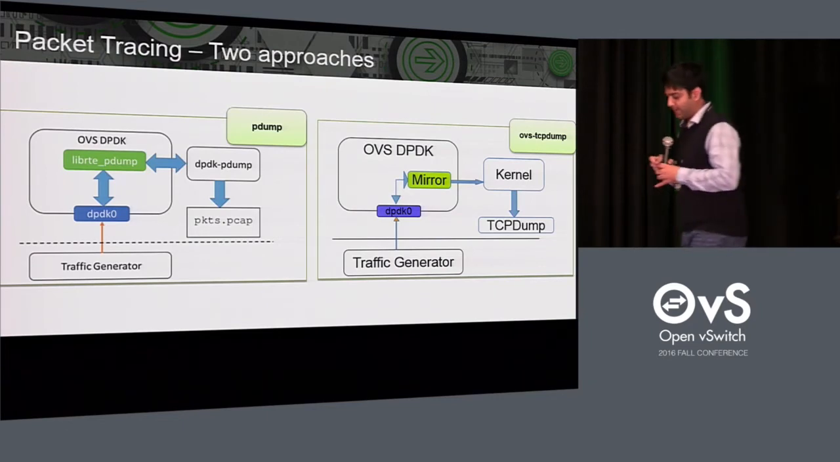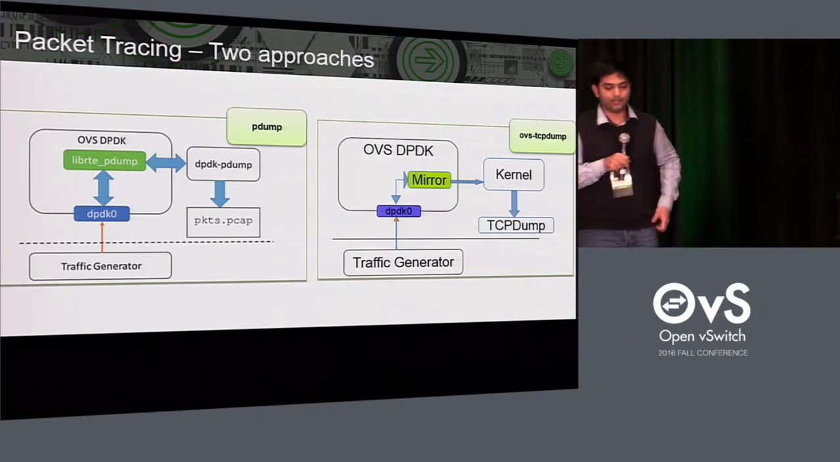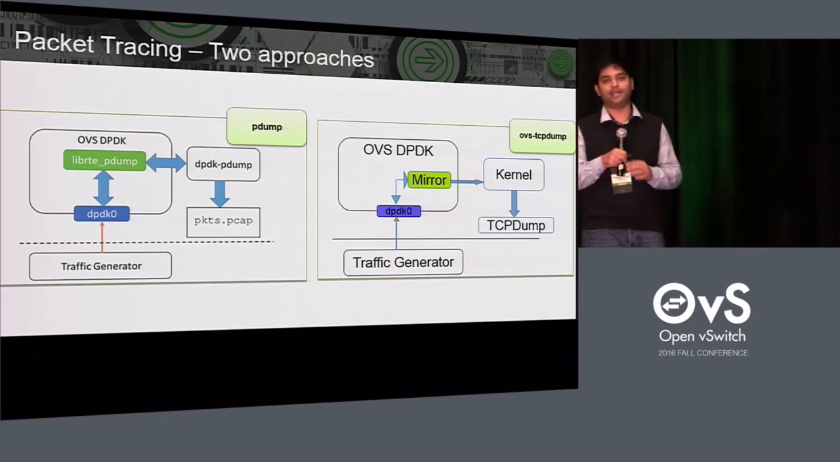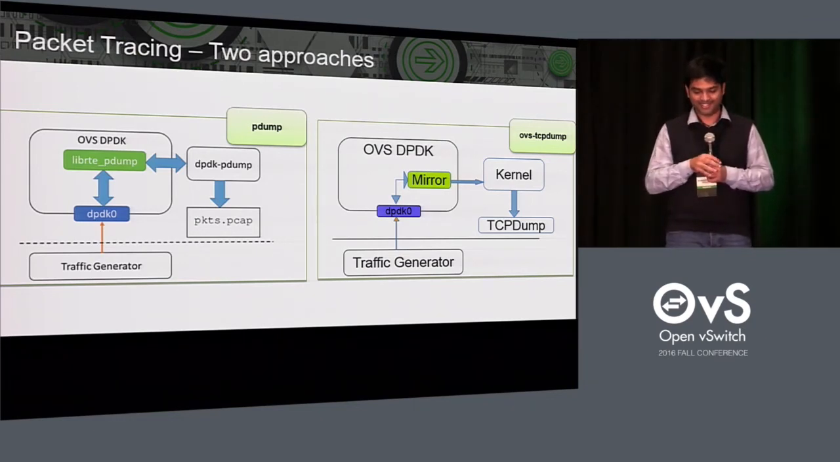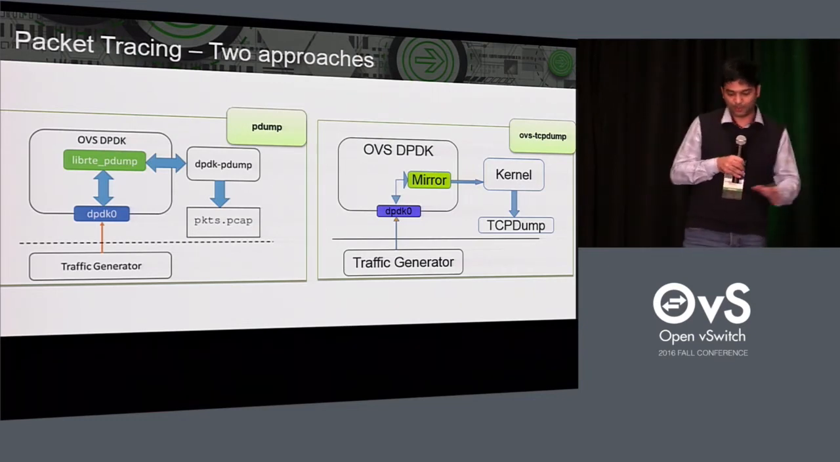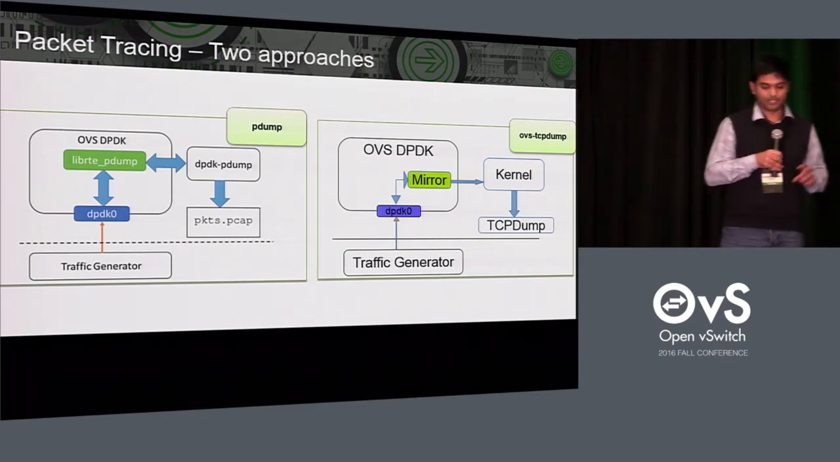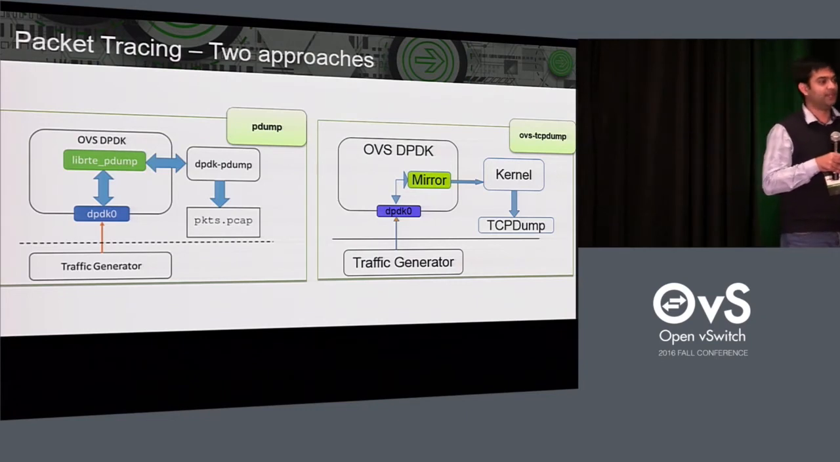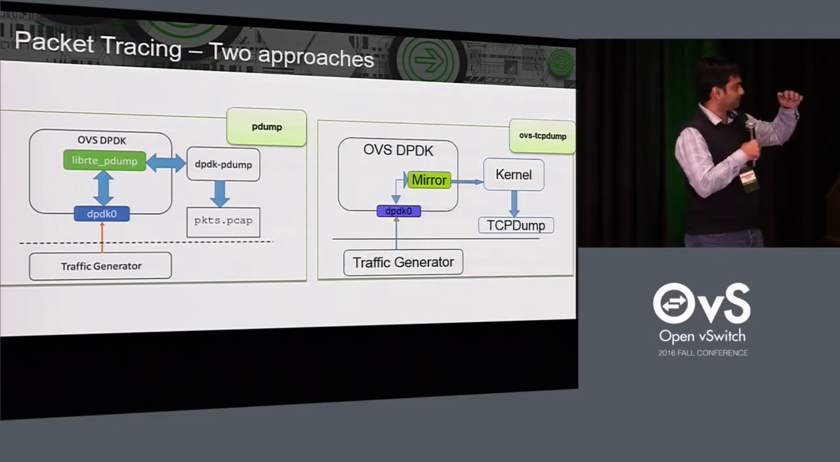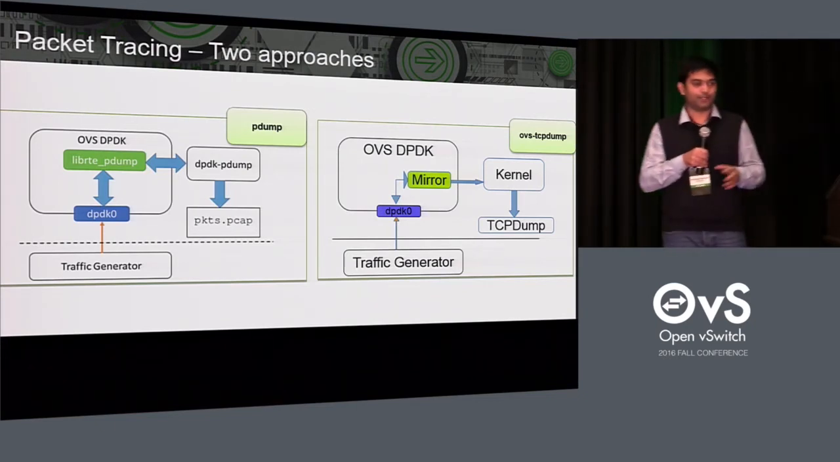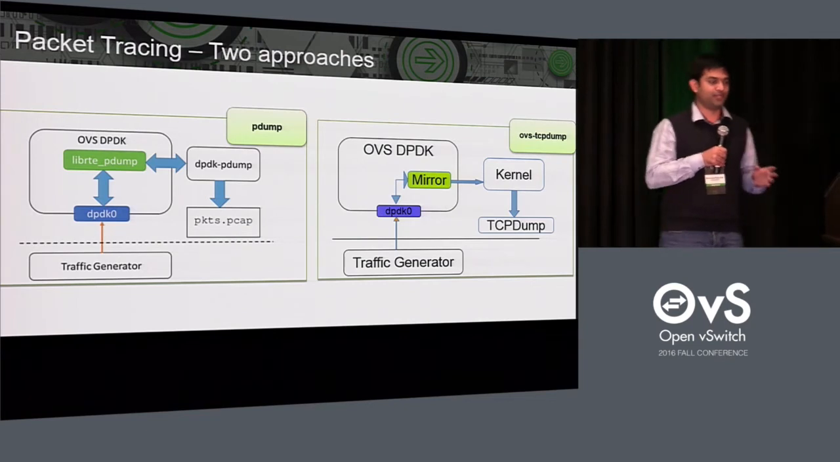So the next thing is about packet tracing. This is another important feature that's ranked pretty high in the usability list. There are two ways that you can do packet tracing. One is using the DPDK framework. The other one is using tcpdump. In the DPDK framework, we have the library and the tool, where the library provides you the APIs to configure the framework and also to enable and disable packet capturing at runtime.